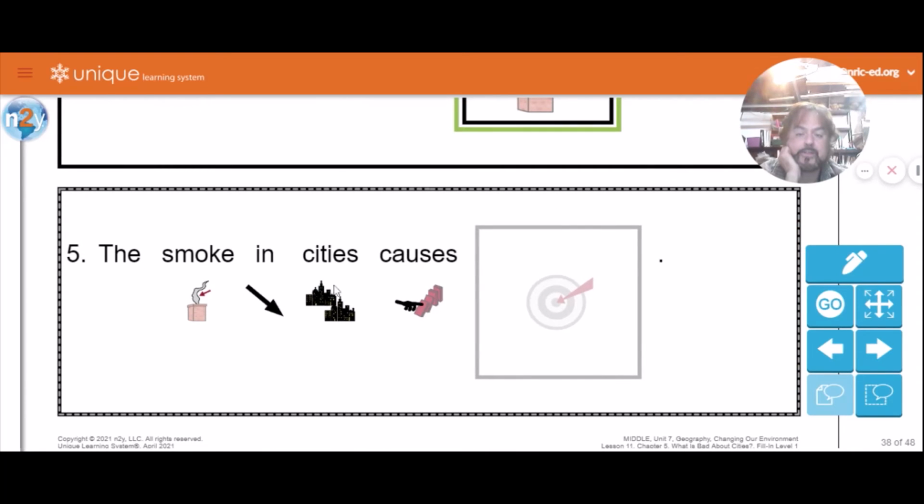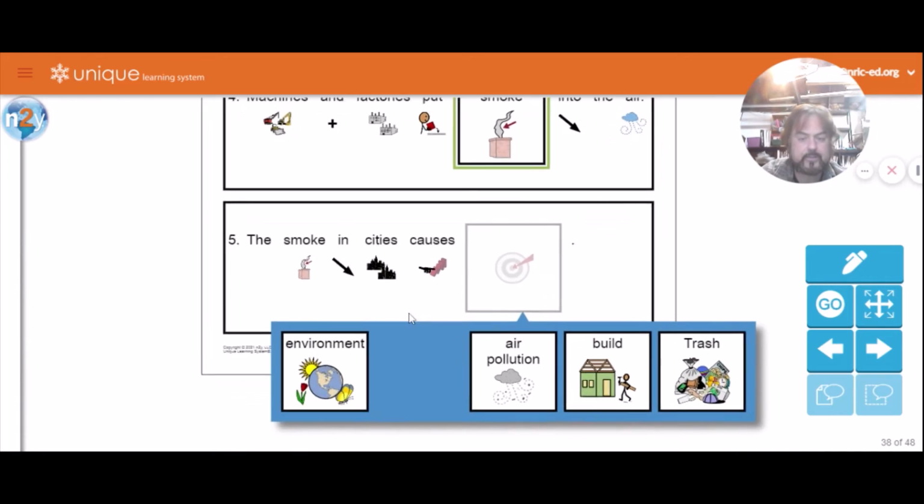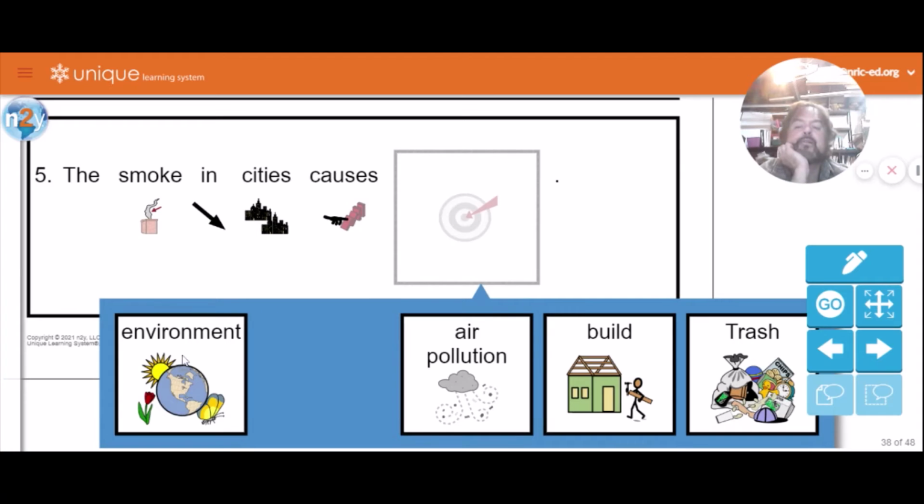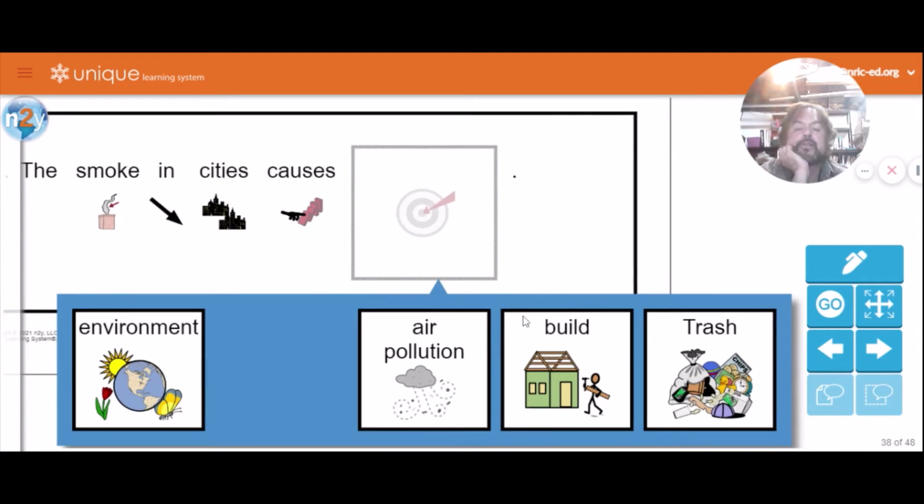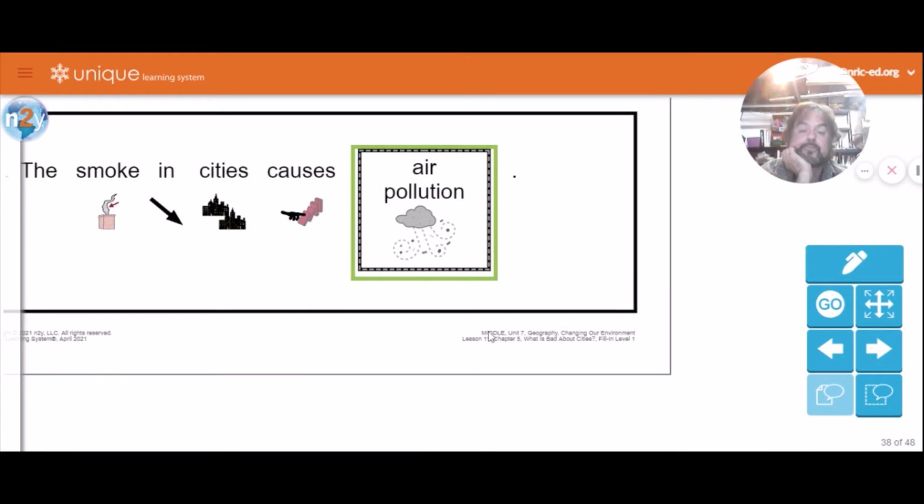The smoke in cities causes what? What does smoke in cities cause? The smoke in cities causes environment. The smoke in cities causes air pollution. The smoke in cities causes build. The smoke in cities causes trash. You guessed it. The smoke in cities causes air pollution. Alrighty.